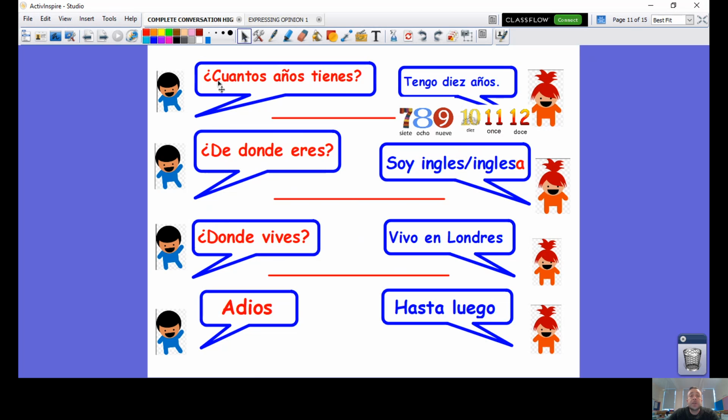Are you ready? 3, 2, 1. Tengo 45 años. Anyone guess my age? 45. That's right, 45. Right, let's go to our next question. Ready to ask me? 3, 2, 1. Soy inglés. Next question.